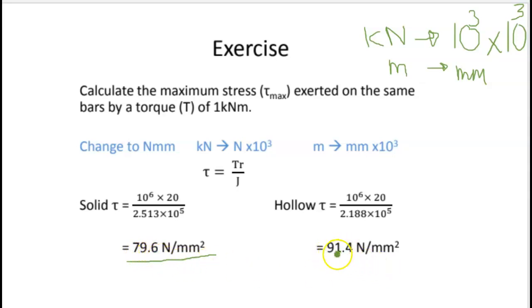And for the hollow one, it's 91.4. So you can see the shear. Now the hollow is stronger because when you try to twist the hollow one, it's stronger compared to the solid one, because in the solid one the shear will start in the middle. So what I'm saying is, if you have a hollow, and maybe in bending it's a little bit different, but in shear it's always going to be a lot stronger.